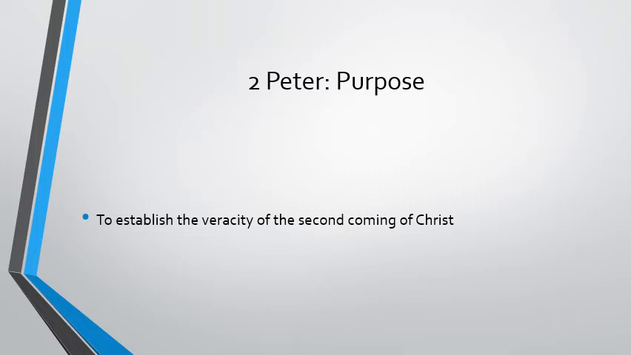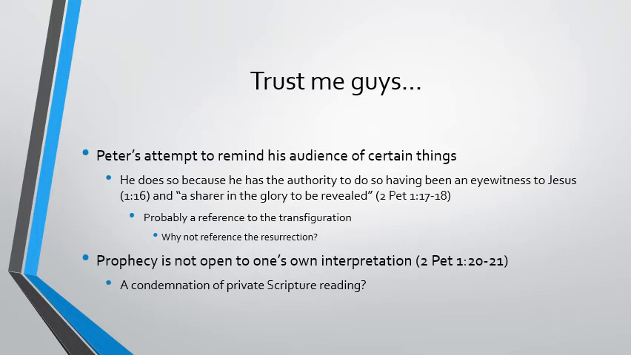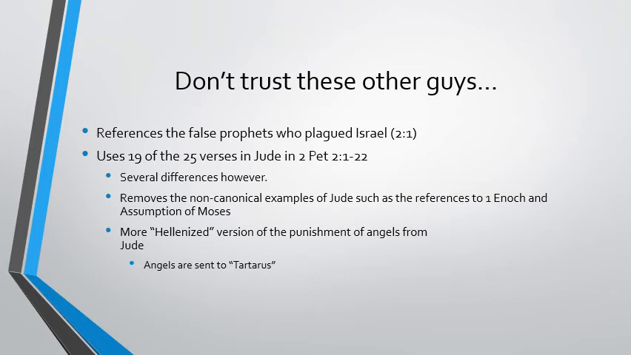So the way he does this is he emphasizes that he is Peter and therefore he has seen things. He is somebody who is trustworthy. You need to trust him and not other people. We should not trust false teachers. They haven't seen Jesus. They don't know what they're talking about, but Peter does. And so to prove that we should not trust these false teachers, 2 Peter is going to copy 19 of the 25 verses of the book of Jude.